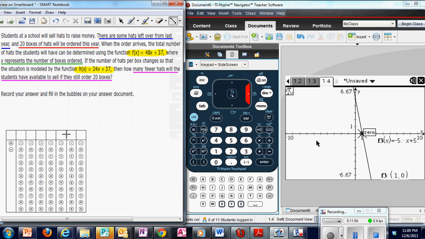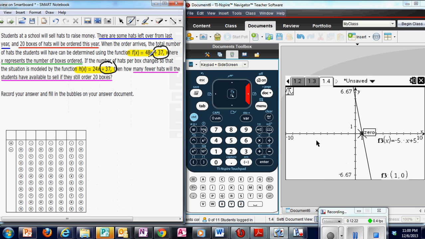It's a lot of information, and when we get word problems, we tend to skip them or get a little afraid of them. But this one is not that complicated. We noticed that the two formulas look very similar. And what's similar about them is this positive 37. It's the starting point, that y-intercept. It's letting me know that I start off with 37 hats left over from last year.